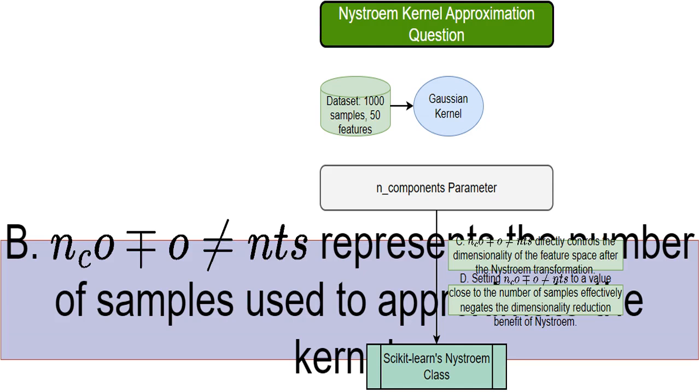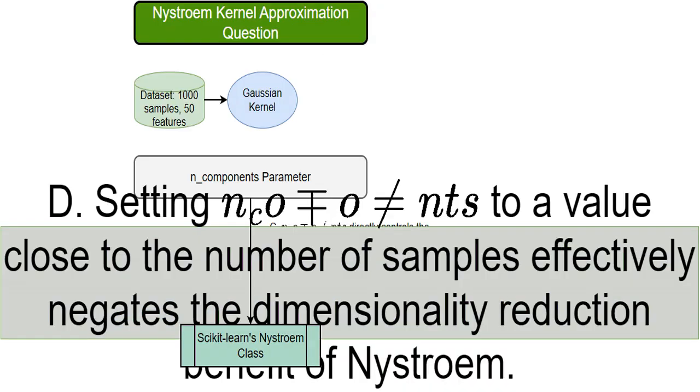n_components refers to the number of eigenvectors used in the approximation, not the number of data points sampled. This is correct.